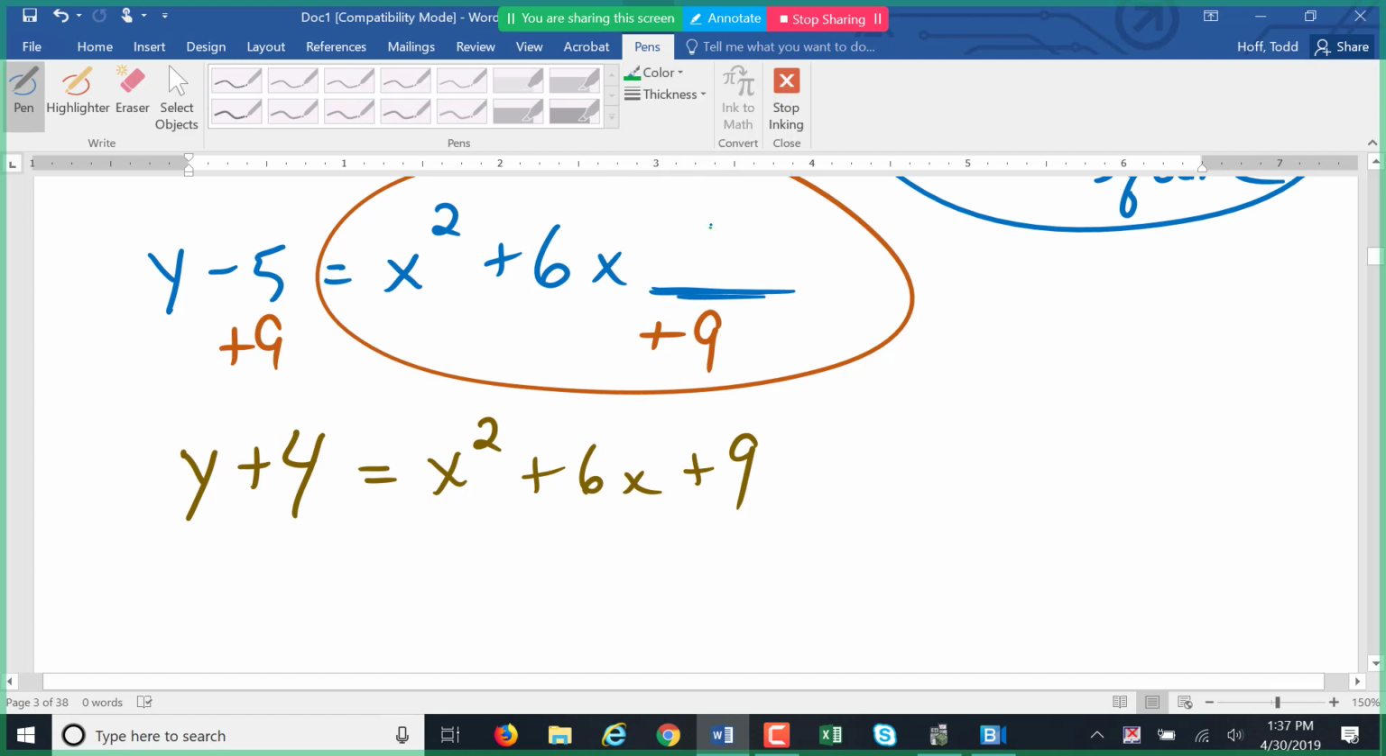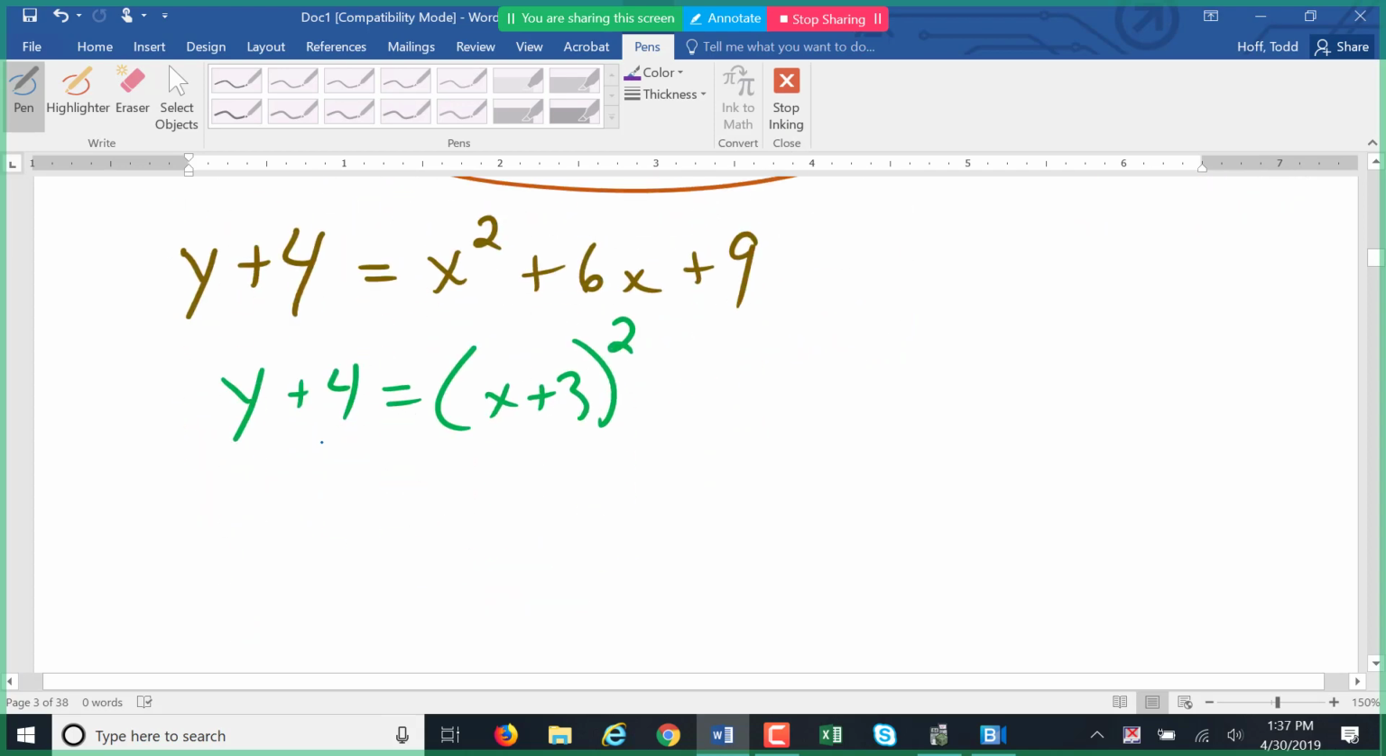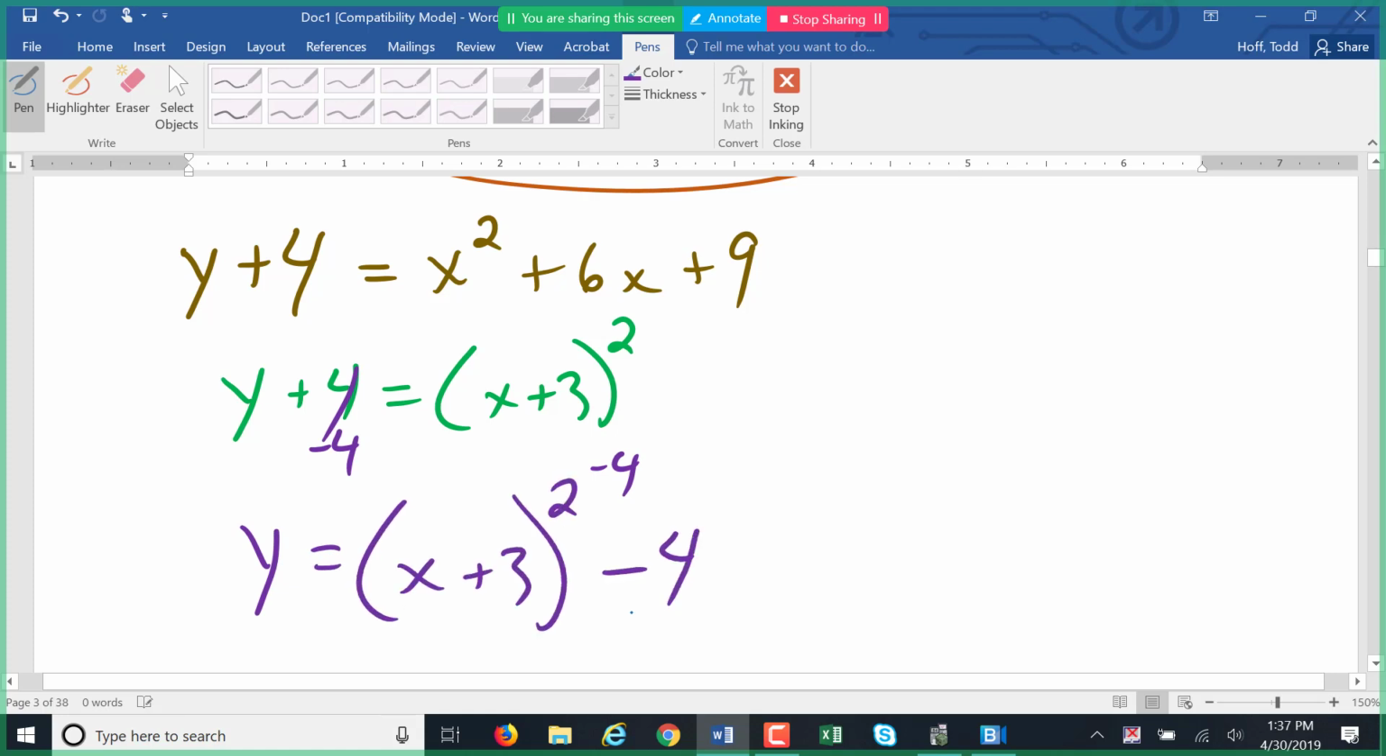This is now factorable. It is x plus 3 squared. Now I need to get y by itself, so I'm going to subtract the 4. Y equals x plus 3 squared minus 4.